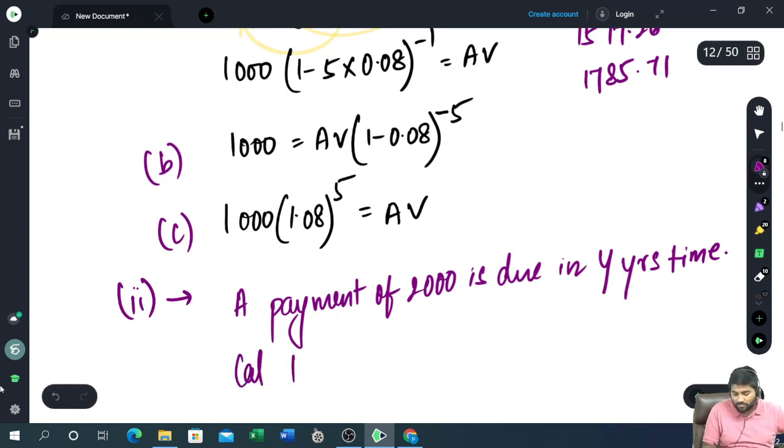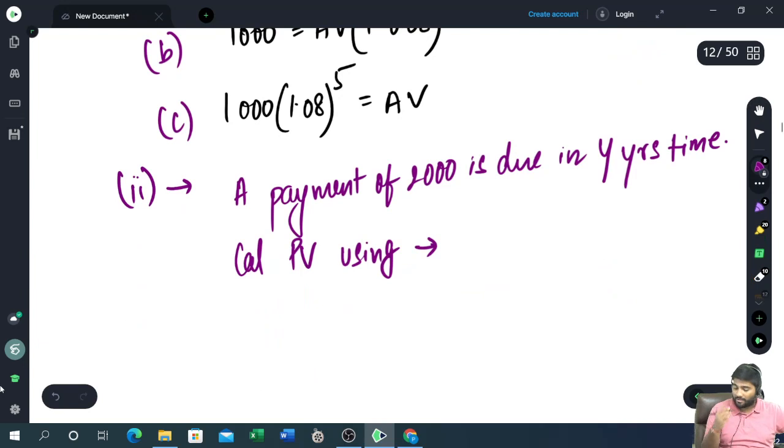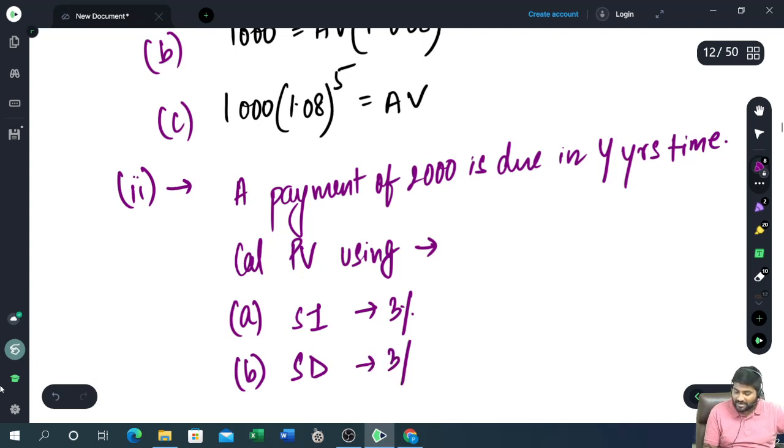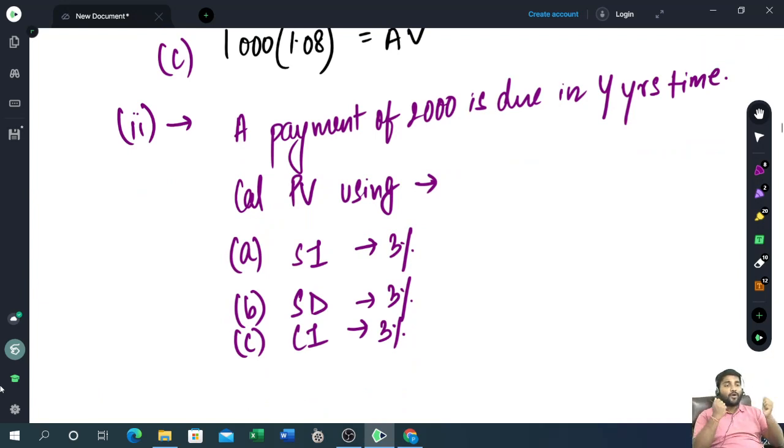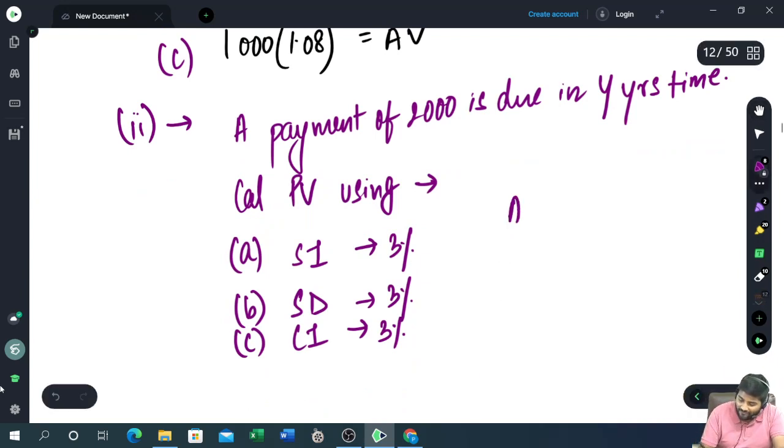Calculate present value using A, simple interest 3%, B, simple discount 3%, C, compound interest 3% per annum. A payment of 2000 is due in 4 years time means what? It is the accumulated value at time 4. Okay, so we have AV. We need to calculate the PV.